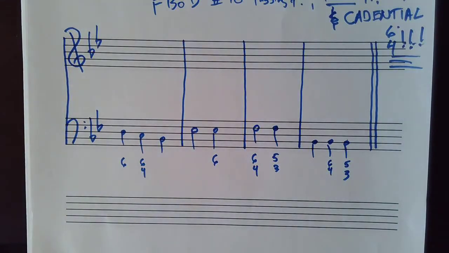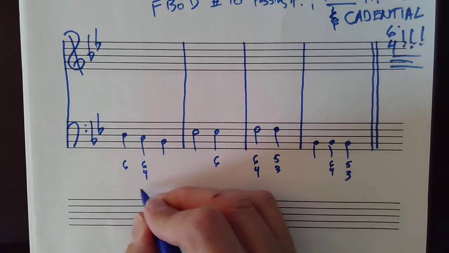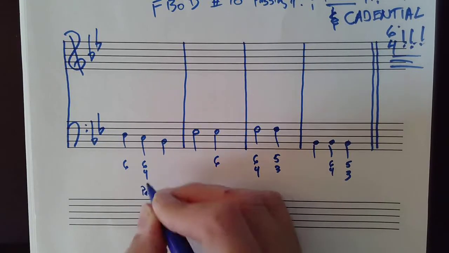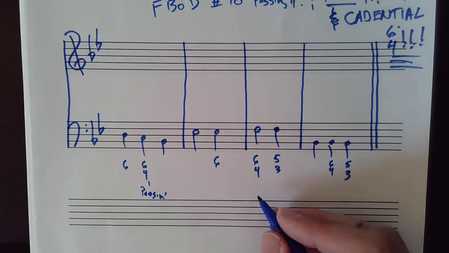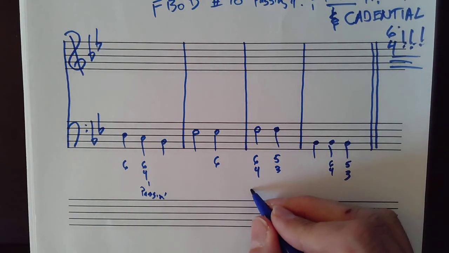So if you haven't done so already, just take a second and mark in the score where each of the 6/4 types are. Mark the 6/4s and figure out what they are. Okay, so you should have realized that this was a passing 6/4 right here. This one, this is the 5 chord, right? So this is a pedal 6/4.